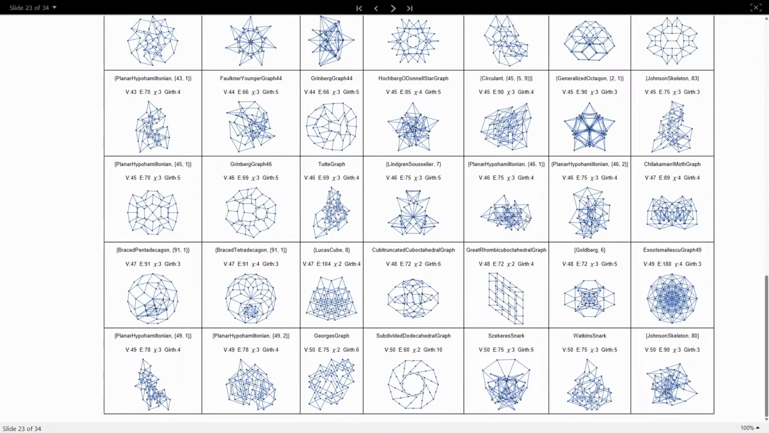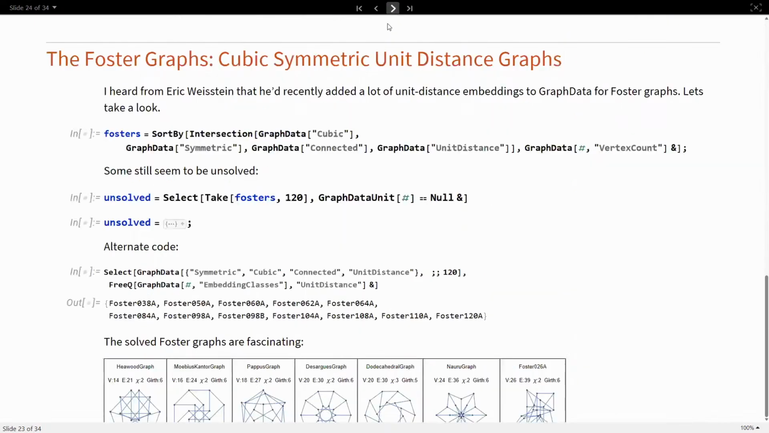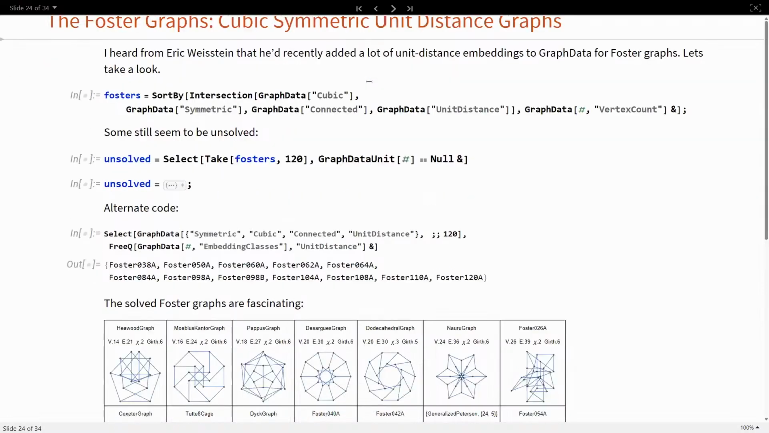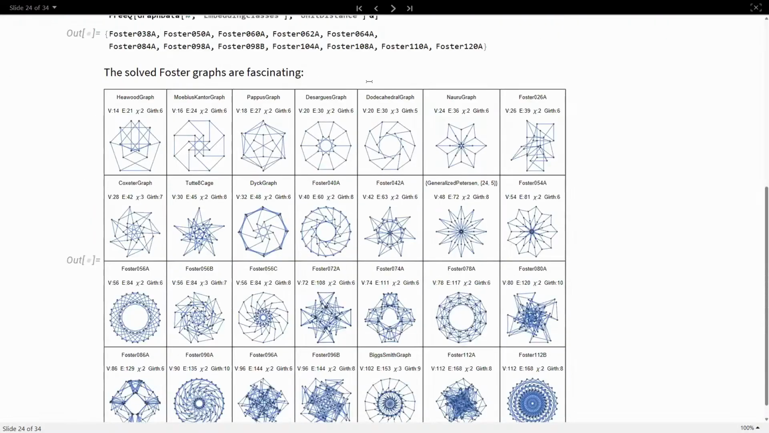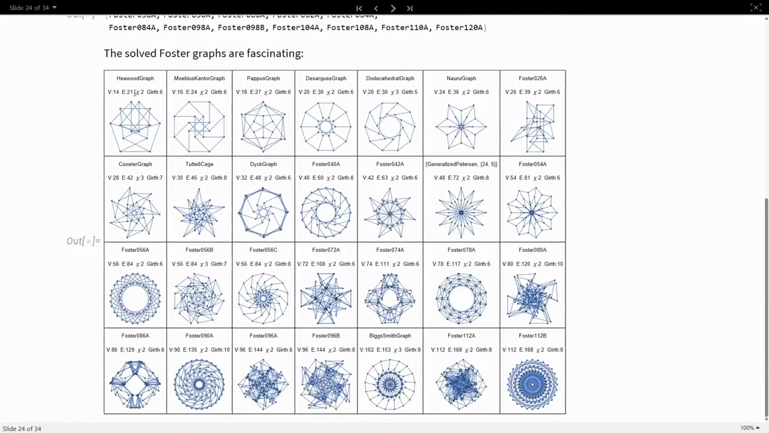All of these are interesting graphs of one sort or another, and these are unit distance embeddings for them. I mentioned the Foster graphs. The first few of these are famous for being cages. This is the smallest cubic graph with a girth of 6, so the smallest cycle in here is 6.